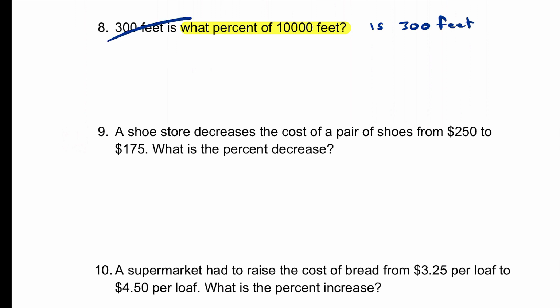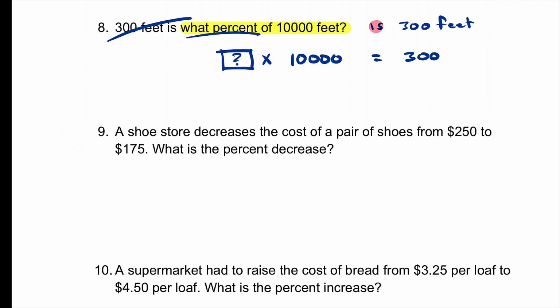Okay, so what about these words right here? Well, remember what of is? It's times. And what about the word is? Well, is usually refers to equals. So I put that number in there, 10,000, and this number here, 300. And when it says what percent, that's going to be a variable. So some number right there. So what times 10,000 will equal 300.